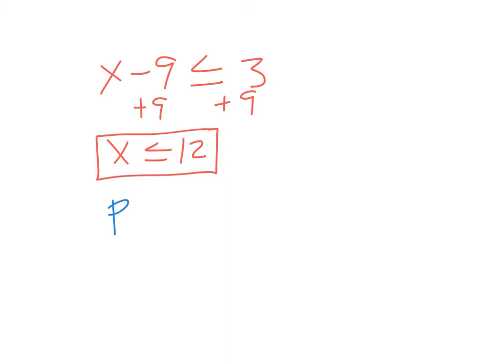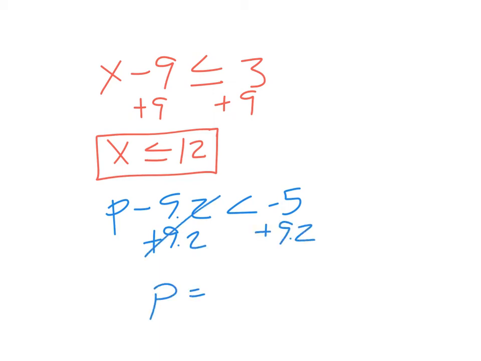The next one, p minus 9.2 less than negative 5. How am I getting the p by itself? Add 9.2. I don't think I need to do very many more of these. P equals 9.2 plus negative 5 would be 4.2. All right, I think you guys got it.